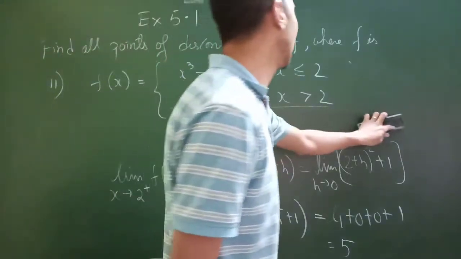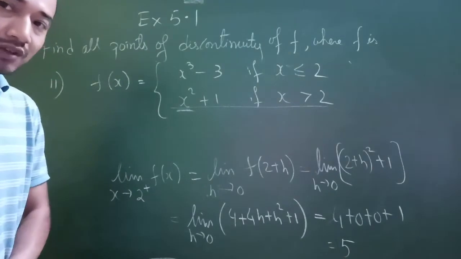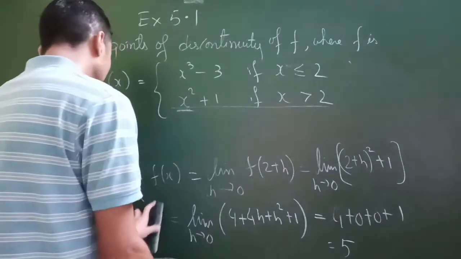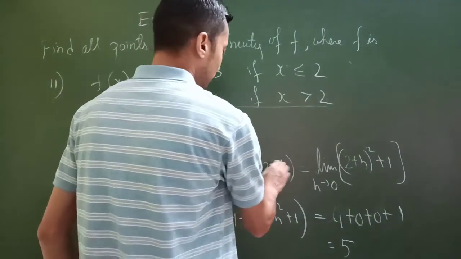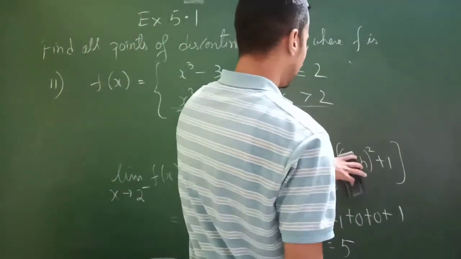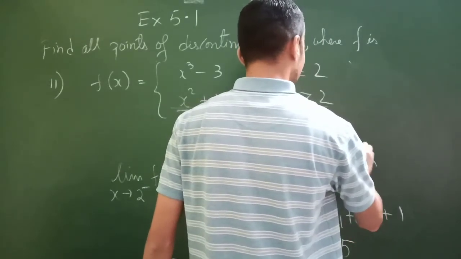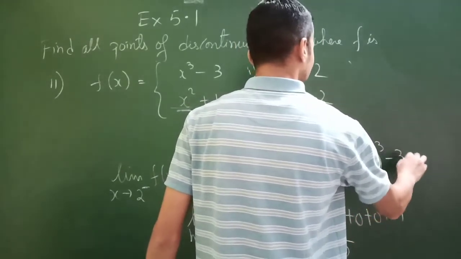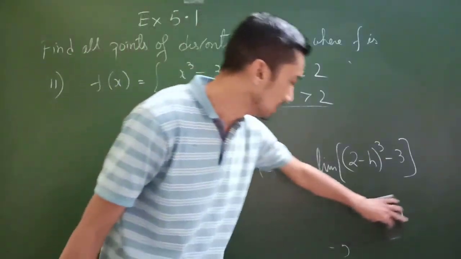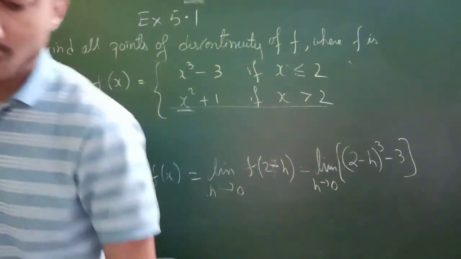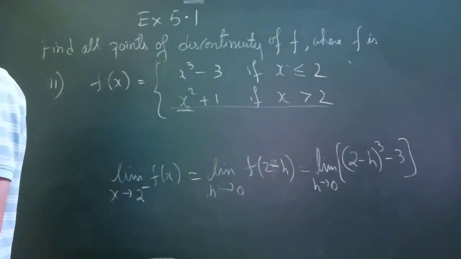So now the only option, if it is discontinuous, maybe at the left hand side, 2 minus. So if the function does change, that is 2 minus. So that's going to be (2 minus h) whole cube minus 3.